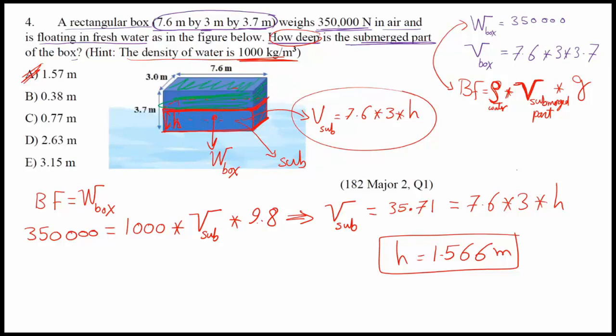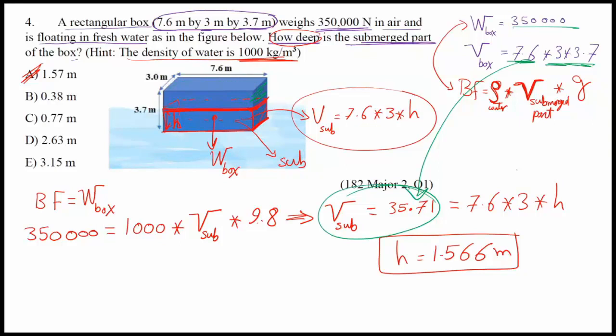You subtract the submerged part from the total. That's right. The total volume is here: V equals 7.6 times 3 times 3.7. This is the total volume minus the submerged volume that you got, which gives you the other part.